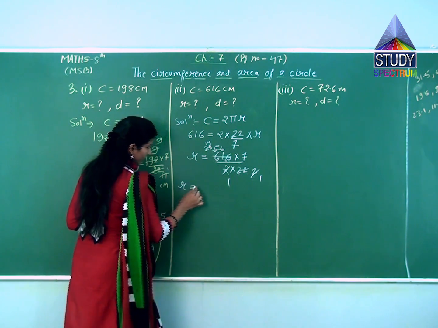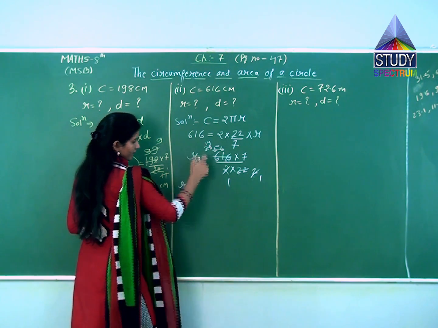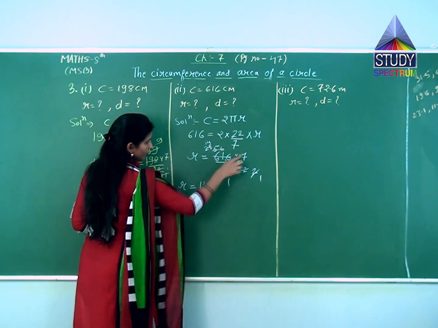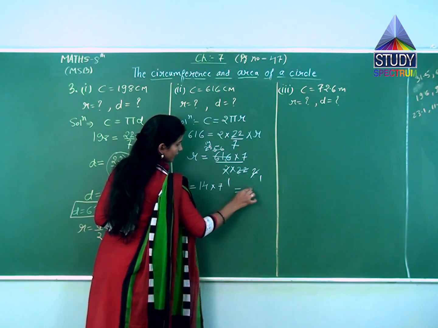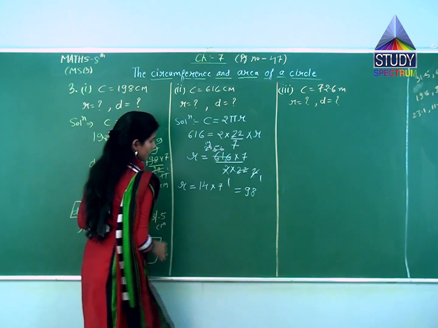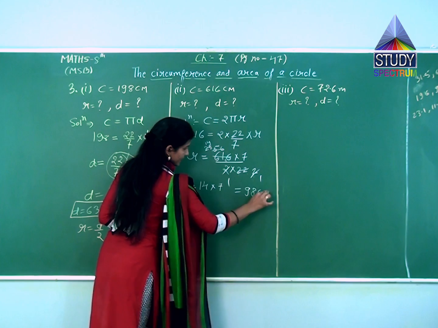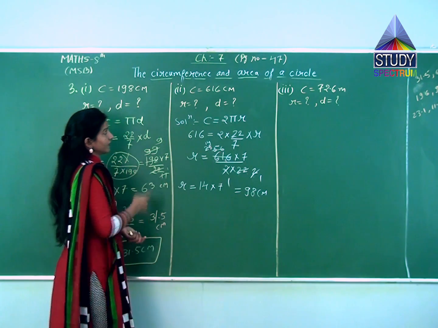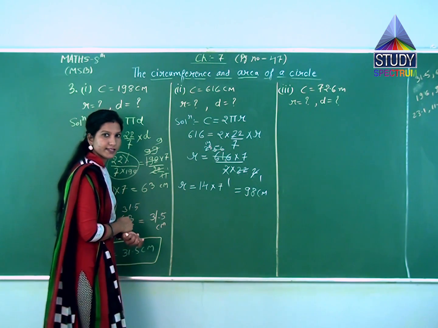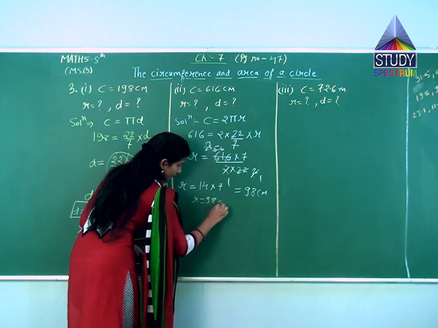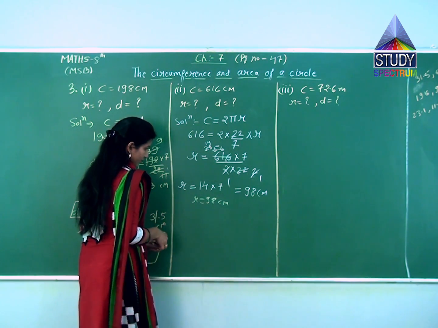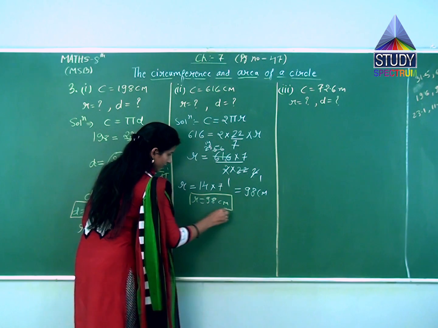So what we have left with in the numerators? 14 into 7. And what is the value of 14 into 7? That is 98. So our radius for the circle which is having circumference 616 centimeter will be 98 centimeter. It is our required radius.